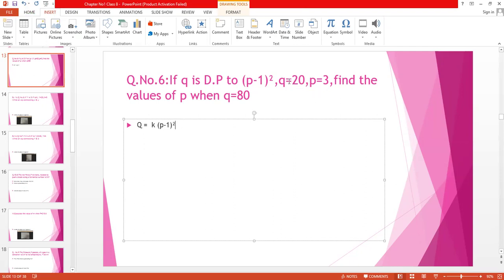Now we have to put in the values. What is the value of Q? It is 20, so we put 20 here, equal to K. We want to find the value of K, so it remains the same. What is the value of P? It is 3, so 3 minus 1, and then we take its square.